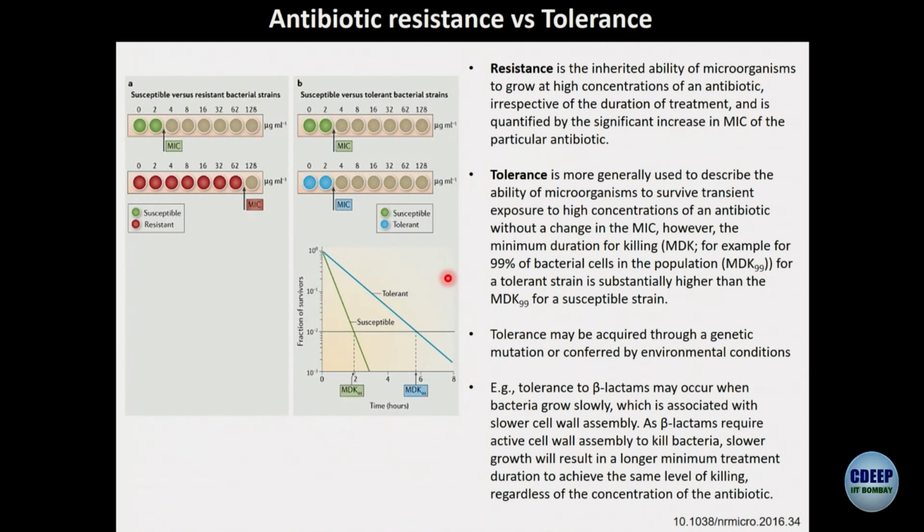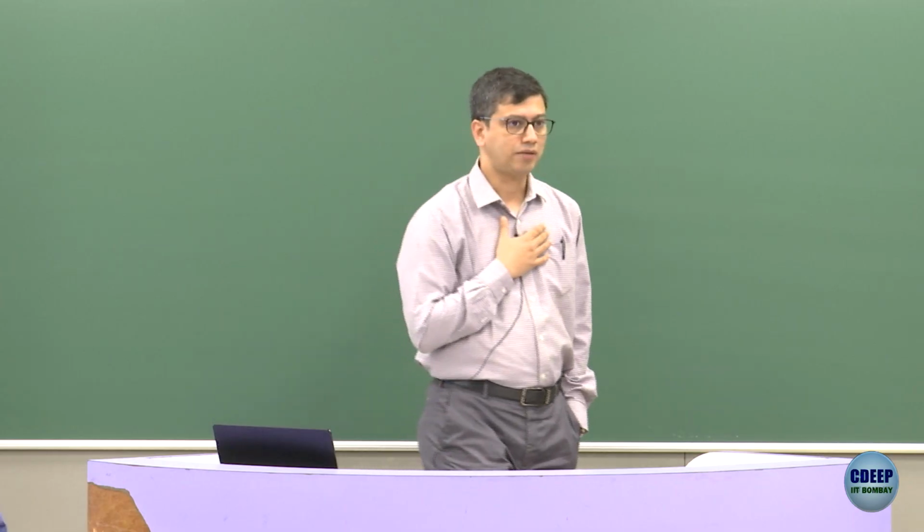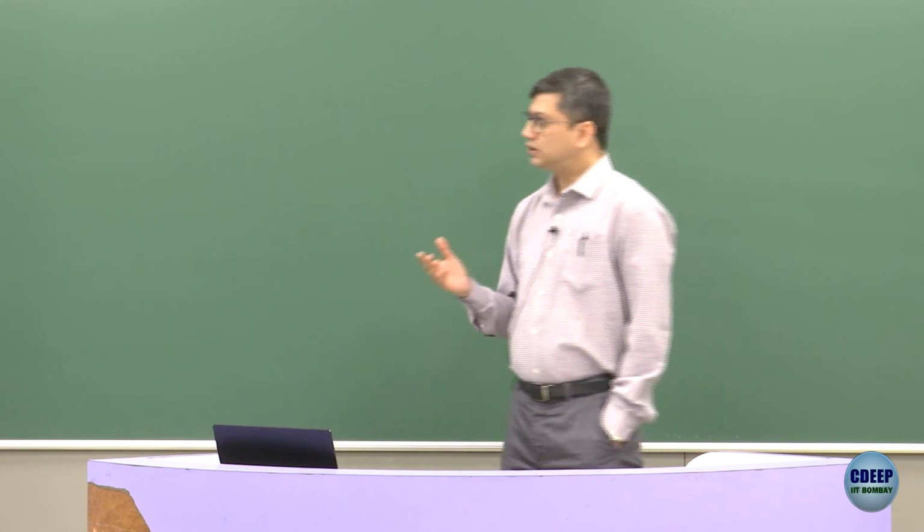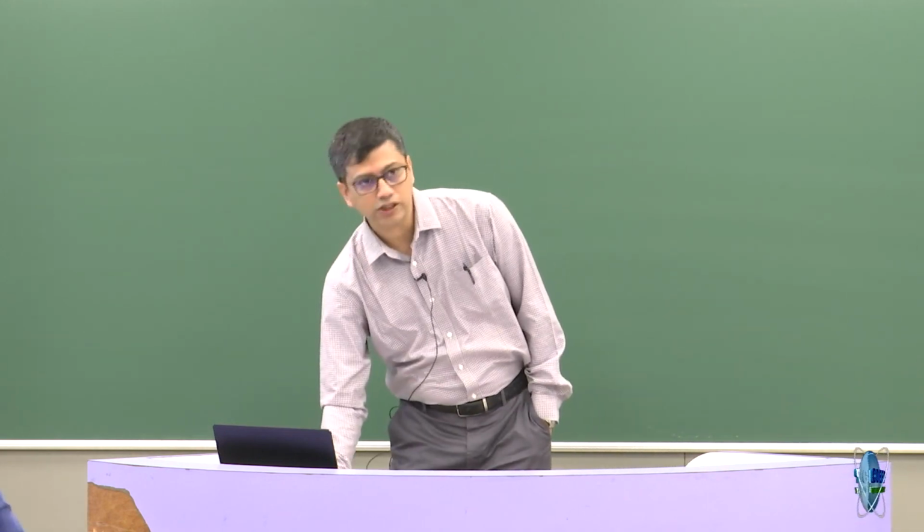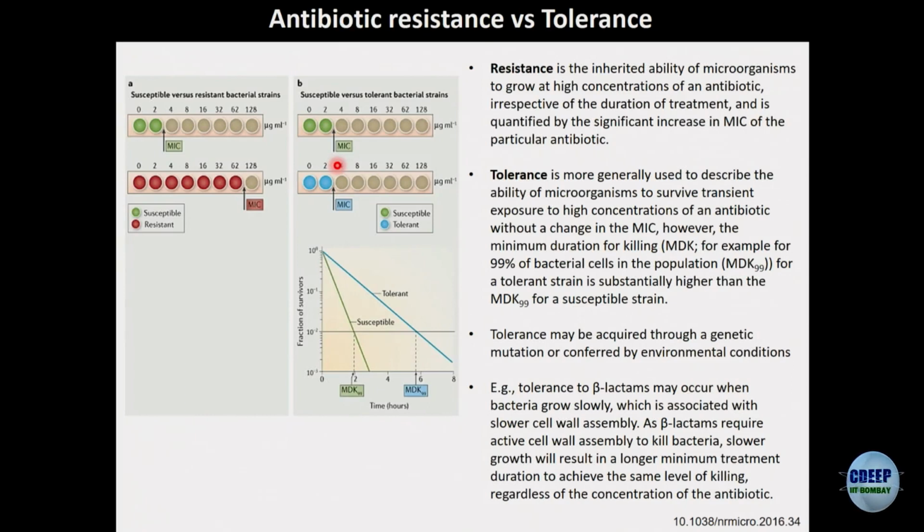Then we talked about something probably new to you, which is antibiotic tolerance. Tolerance essentially means that there is no change in the MIC value. But whenever we are determining the MIC, we generally do not see the kill kinetics, the killing curve. But if we do see the killing curve, in the case of a tolerant population there is going to be a significant increase in MDK99. MDK means minimum duration to kill 99% of bacteria.